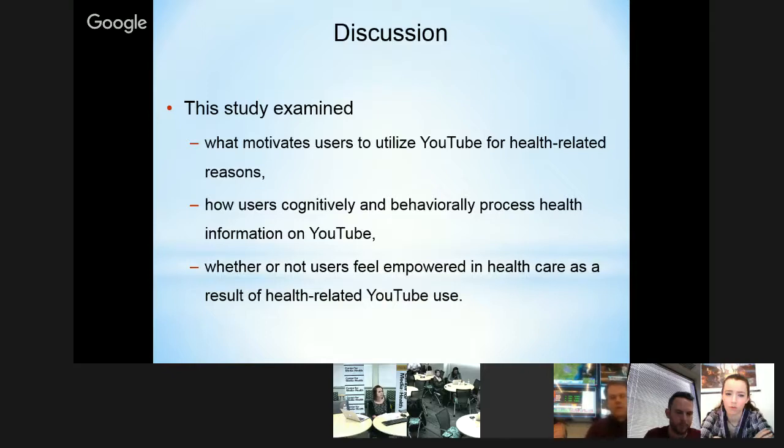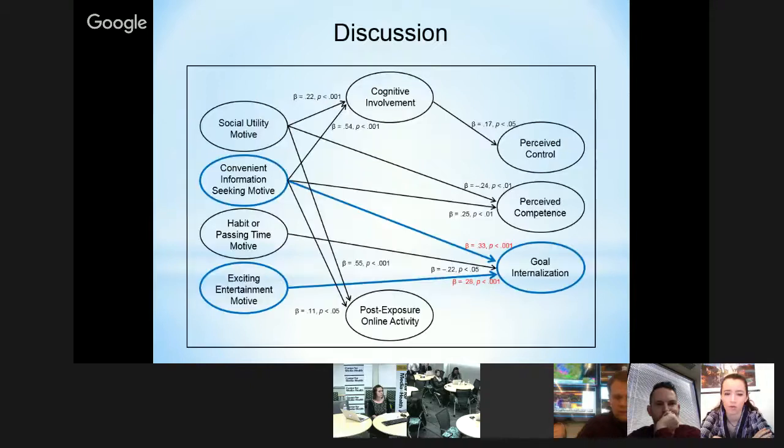So this study examined what motivates users to utilize YouTube for health-related reasons, how users cognitively and behaviorally process health information on YouTube, and whether or not users feel empowered in healthcare as a result of health-related YouTube use. And the findings provide empirical evidence that YouTube could not only facilitate health communication among users, but also help them feel empowered in healthcare.